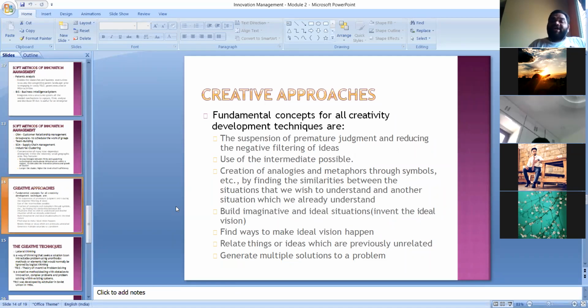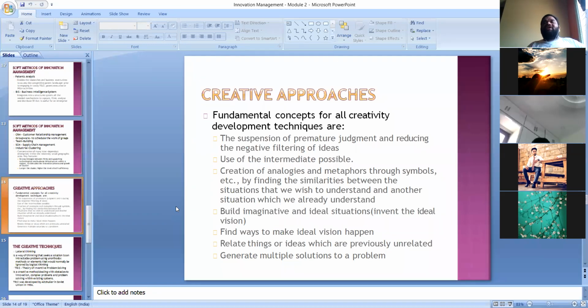The next one is to find ways to make the ideal vision happen. Whatever imaginations you have built and added to your ideal vision, now we have to find ways to make that ideal vision happen. If you want to implement this, what is the way we have to follow?